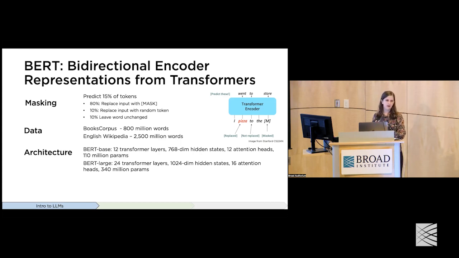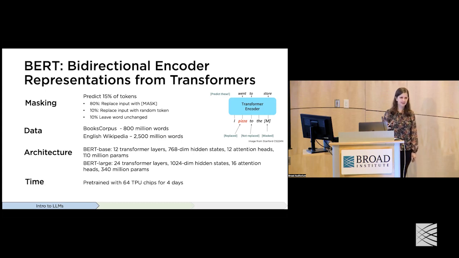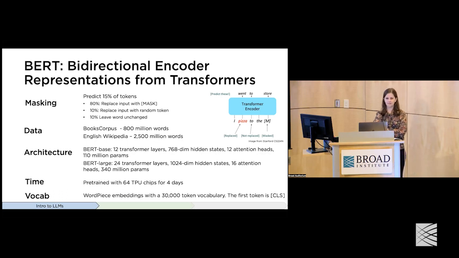And BERT base has 12 different multi-headed attention heads, and BERT large has 16. Now, it takes a really long time to pre-train these models from scratch. It's 4 days if you're using 64 TPUs. The good news is that if you want to fine tune these on a task you care about, then it can take a couple hours.